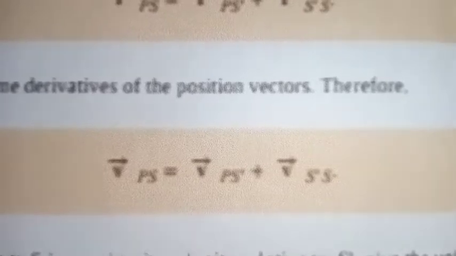It is stated here that the relative velocities are the time derivatives of the position vectors. Therefore, we replace the position vectors with velocity, V. We'll use this relative velocity equation in order to connect 2 reference frames.